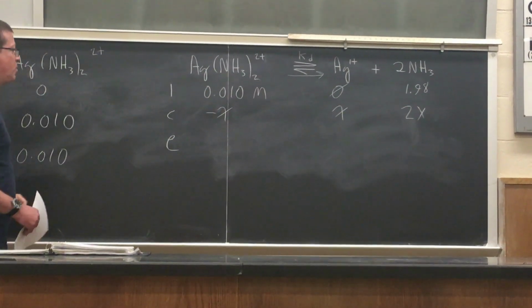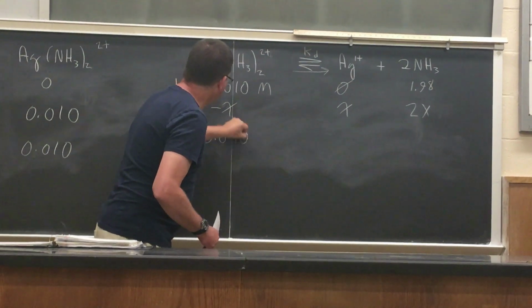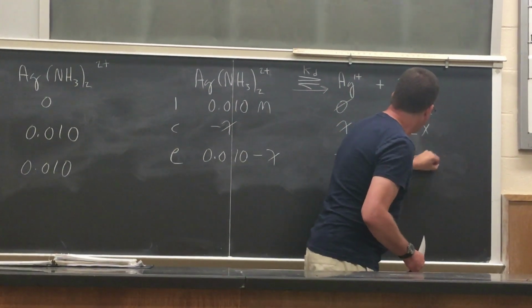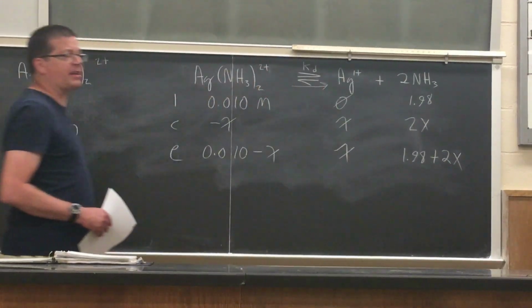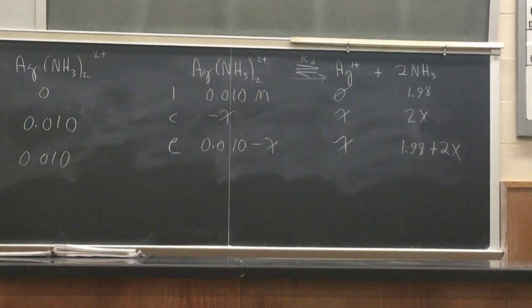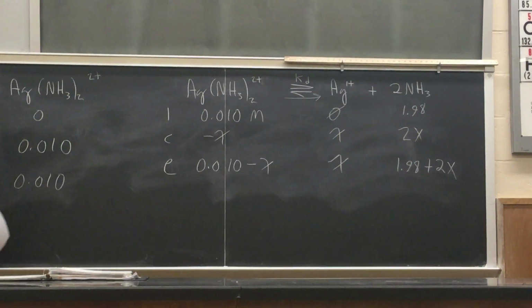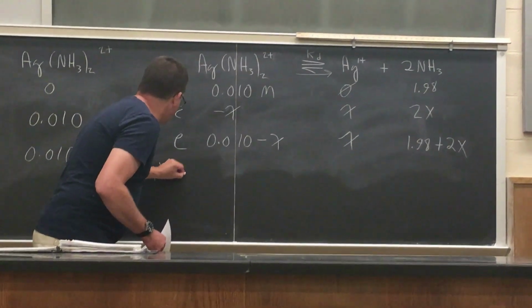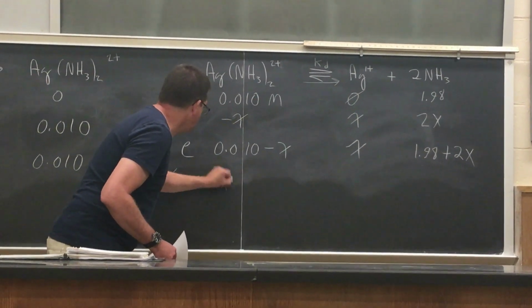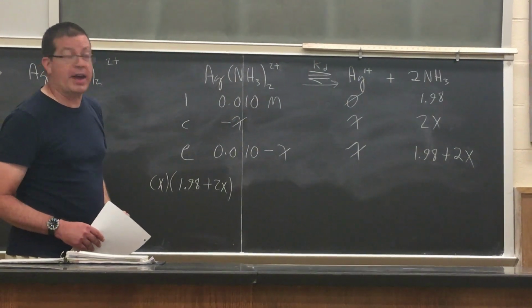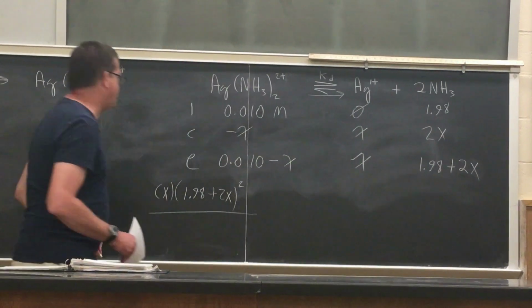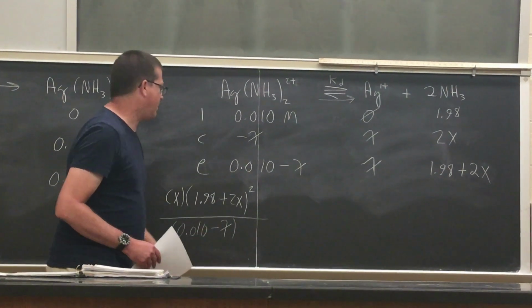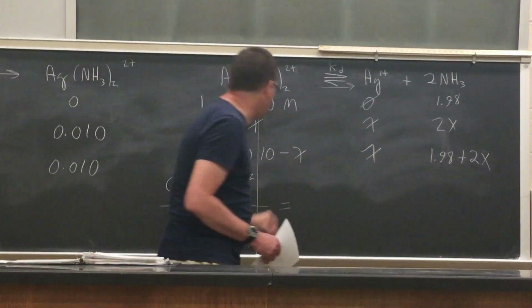All right, now let's add down as we normally would. And we got 1.98 plus 2X. All right, so now all this has to go back into the law of mass action. But again, now we're using the dissociation constant. So how are we going to set all this up? Products over reactants raised to their respective powers. So I've got an X there for the Ag1 plus. I've got a 1.98 plus 2X here. That's for the ammonia. Oh, but watch out. I have to square that because I have 2 in front of the ammonia. All that's going to be divided by 0.010 minus X. And all of that has to be equal to the Kd, which is 1 over the Kf.